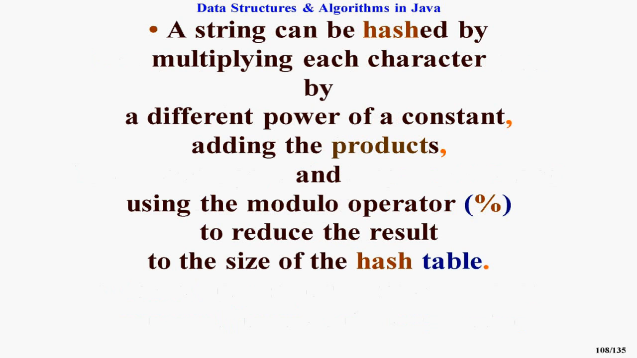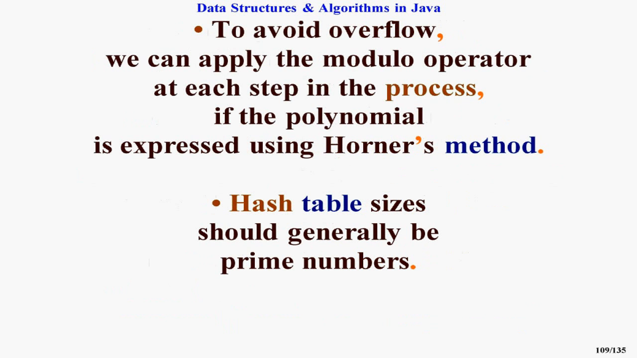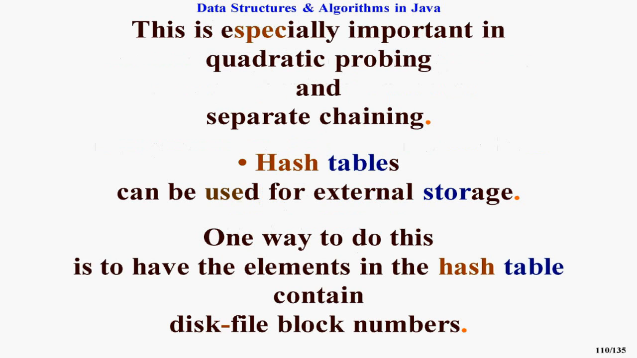A string can be hashed by multiplying each character by a different power of a constant, adding the products, and using the modulo operator to reduce the result to the size of the hash table. To avoid overflow, we can apply the modulo operator at each step in the process, if the polynomial is expressed using Horner's method. Hash table sizes should generally be prime numbers. This is especially important in quadratic probing and separate chaining.